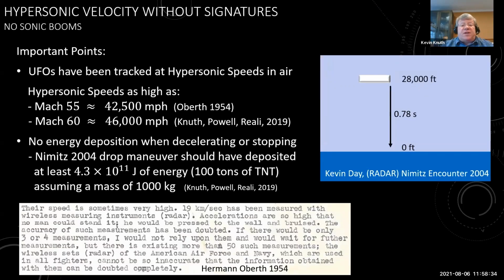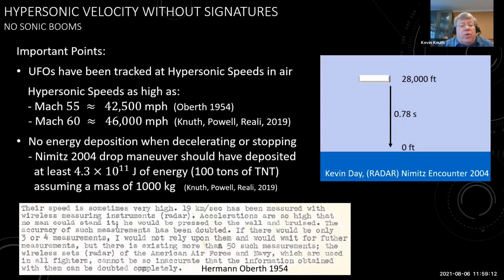So another characteristic, one of the 5 observables, is hypersonic velocity without signatures. And by that, there's no sonic booms. There's no air disturbances that you would expect from hypersonic speeds. So UFOs, UAPs, sorry, I'm using old terminology, have been tracked at hypersonic speeds in air, as high as Mach 55, which is about 42,500 miles an hour, reported by Herman Oberth, the rocketry pioneer, in a lecture he gave on UFOs back in 1954.